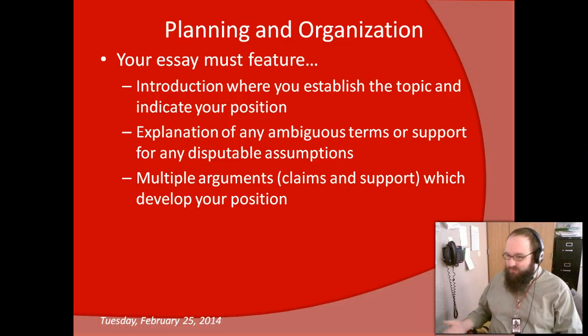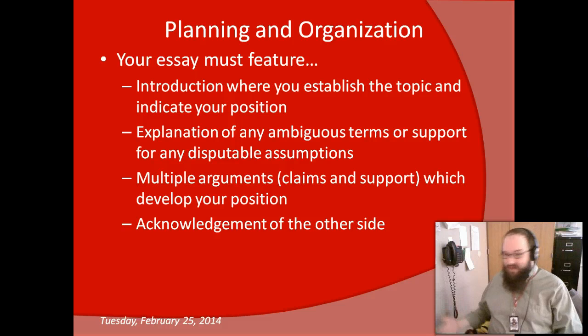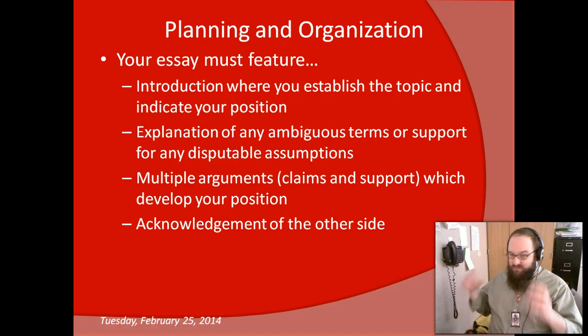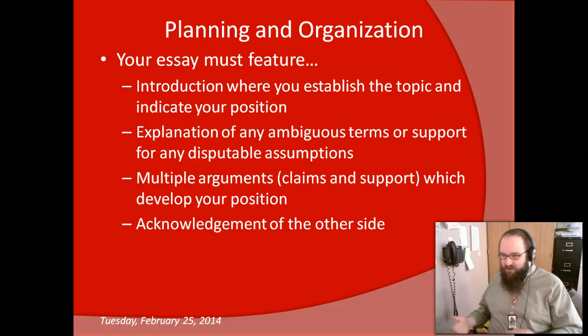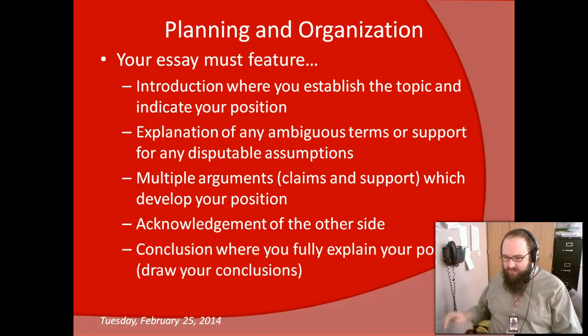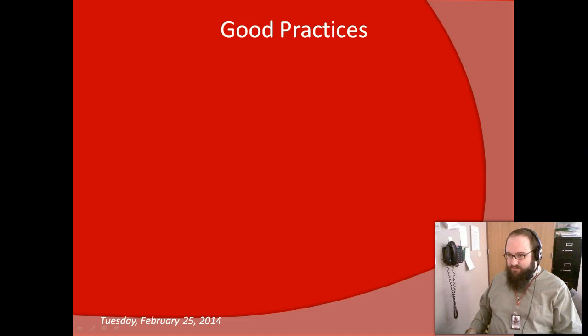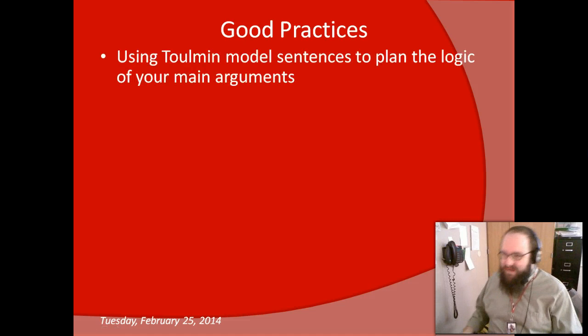Your essay must feature multiple arguments, claims with support, which help develop your position. You've got to acknowledge the other side, either like the classical model does, where you set aside a paragraph at the end, or the Rogerian model does, where you get it out of the way up front, or weaving it throughout your claims and support. You can certainly make an argument, then concede something, and keep supporting your argument. You can weave it throughout just fine. And then finally, of course, you've got to have a conclusion where you fully explain your position and draw your specific conclusions. All right, just some helpful hints, some good practices.